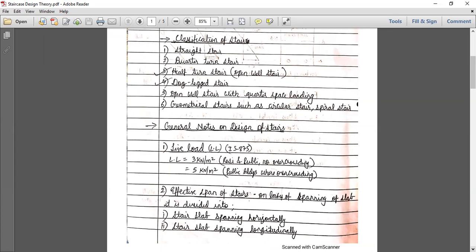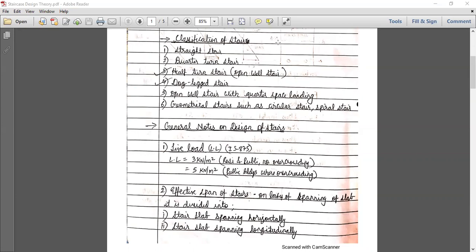Can anyone tell me what you understand by this? Does anyone have any idea about this? Spanning horizontally and spanning longitudinally means? Yes, it doesn't matter if you're wrong. Whatever comes to your mind, say. Sir, no idea. Okay, so now let us see what is the meaning of this.